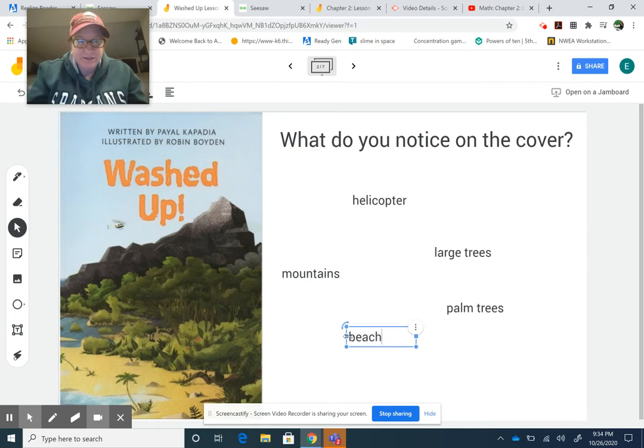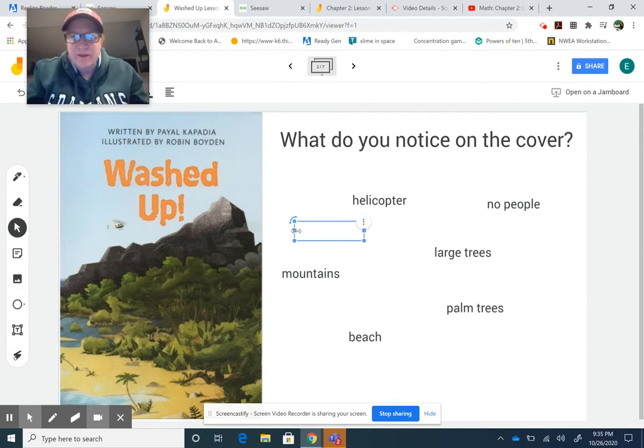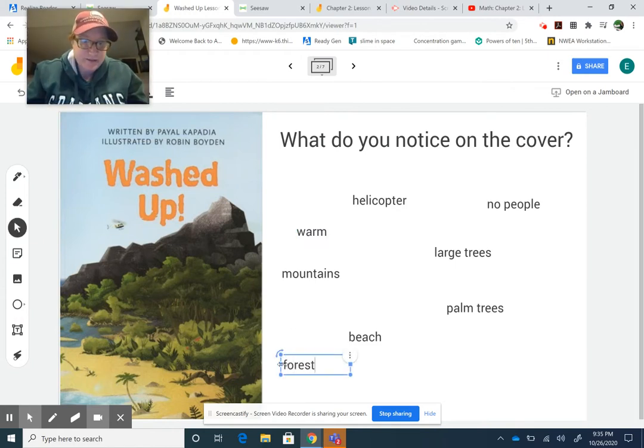The beach. I don't see any people. That's something that I'm noticing. No people. It looks warm. I mean, most places with beaches are. I take that back. Michigan has beaches, and Michigan still has winter. But here, it looks warm. It looks like maybe those trees are making a forest.